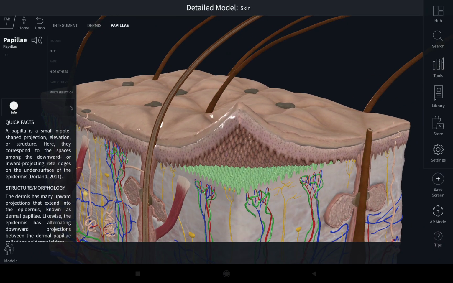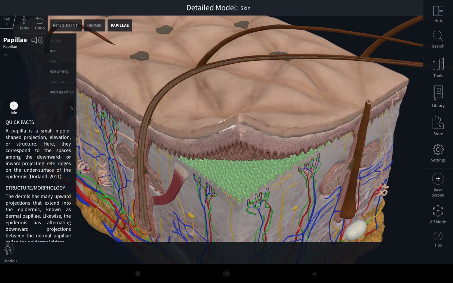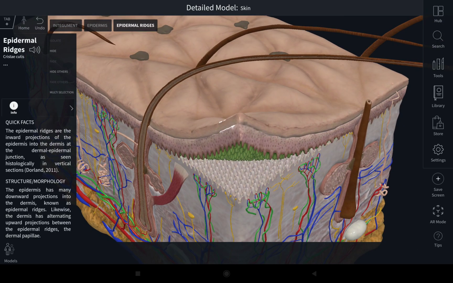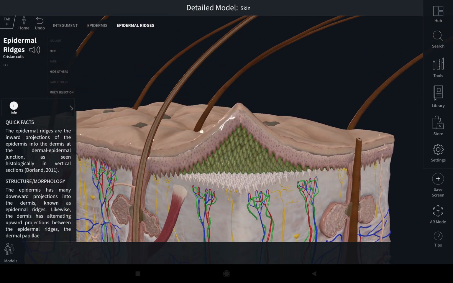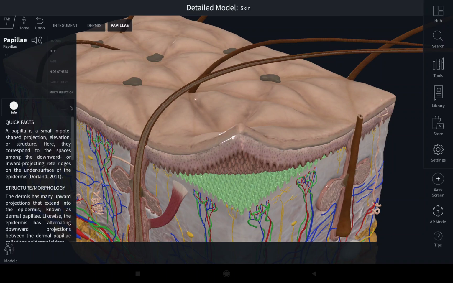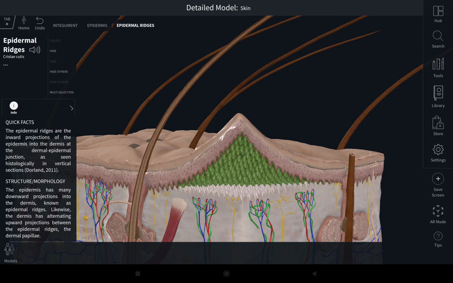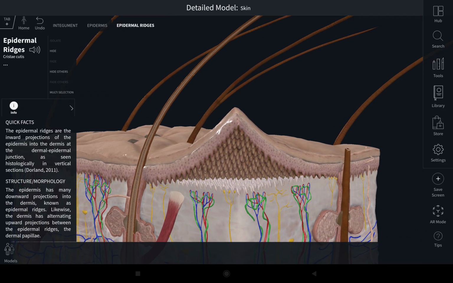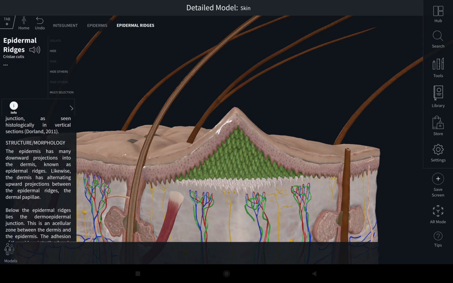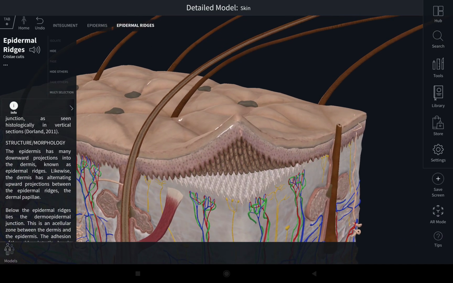These are the papilla. This structure is the papilla, and this structure is the epidermal ridges. So what is it? The epidermal ridges are the inward projections of the epidermis into the dermis at the dermal epidermal junction, as seen in histology in vertical sections. The epidermis has many downward projections into the dermis known as epidermal ridges. Likewise, the dermis has alternating upward projections between the epidermal ridges called dermal papillae.